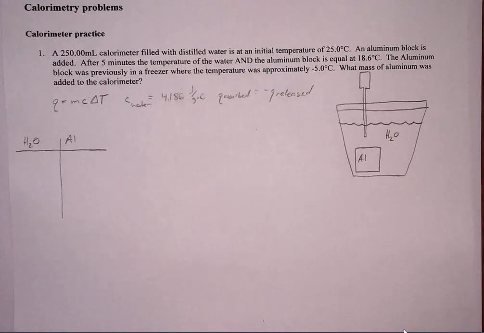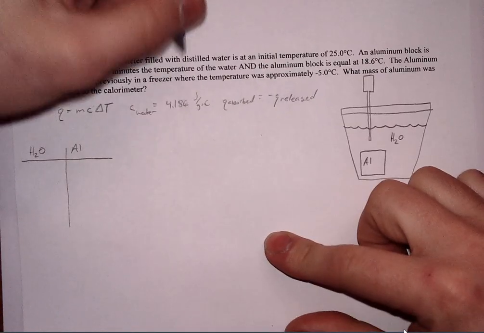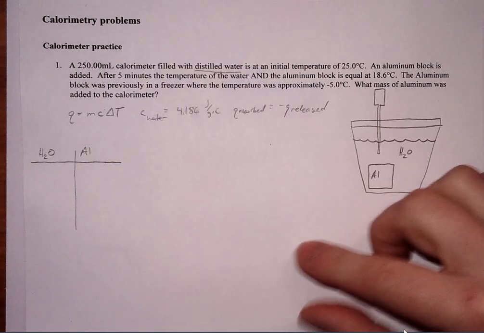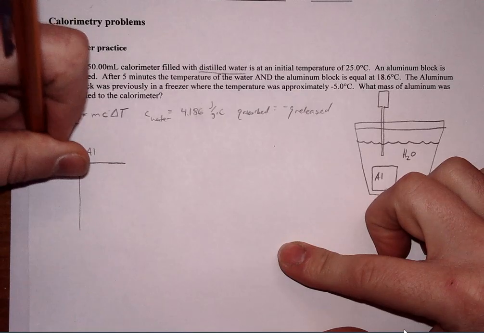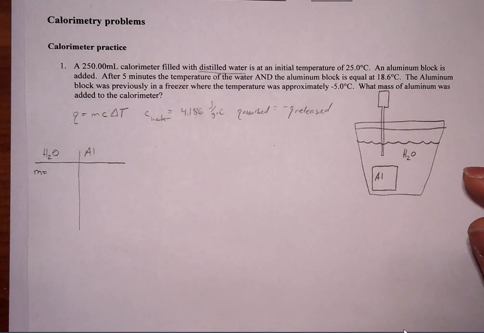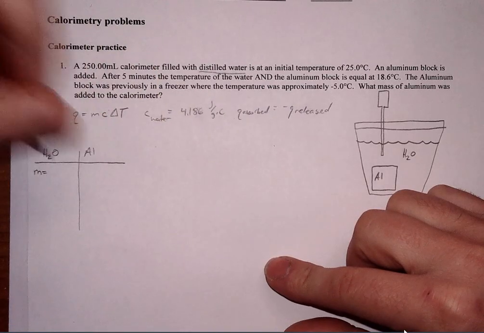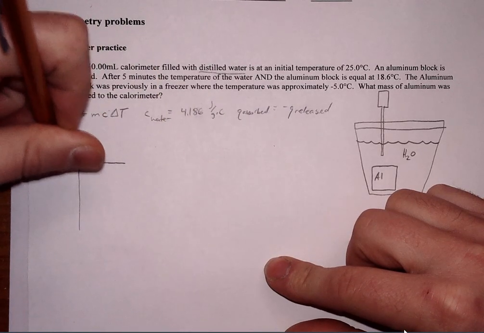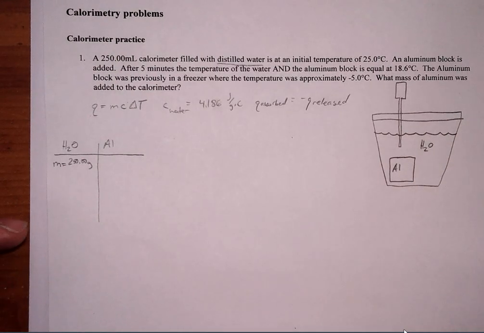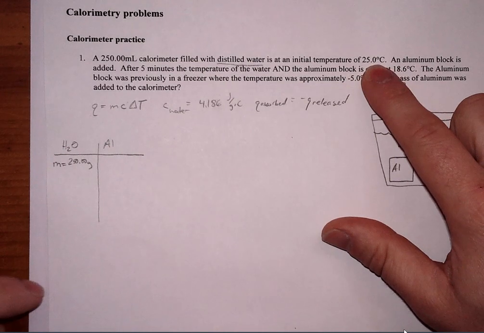250 mL calorimeter. Okay, stop right there. Anytime you see distilled water, we're going to assume the density is 1 gram per mL. So I know that the mass of the water is just going to be identical to the milliliter value there. Okay, that's my first thing. Just make that mass. All right, here we got an initial temperature, blah, blah, blah.